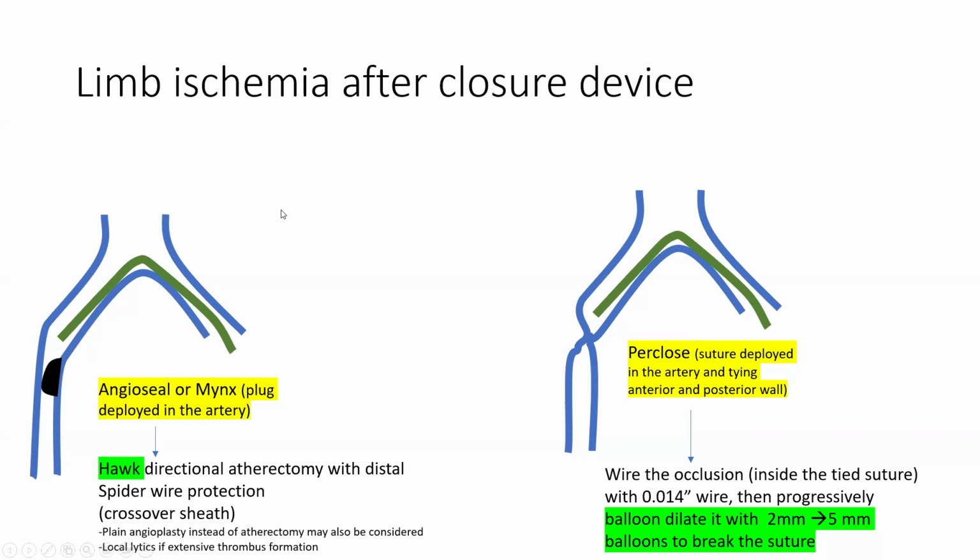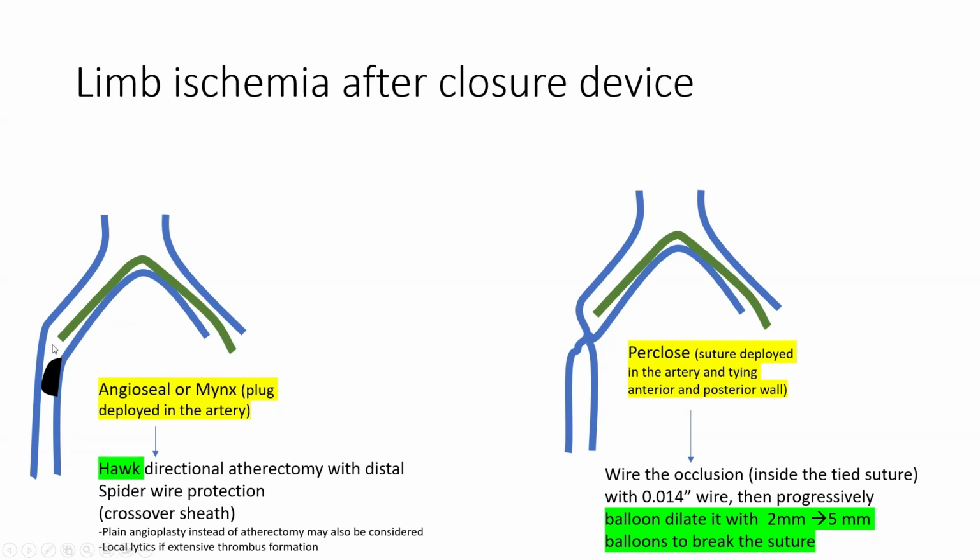Important idea: how do you manage limb ischemia after a closure device? There are many ways of doing it. I'll tell you just my straightforward concepts here. There are two big types of closure device: the plug and the sutures. The plug device, let's say Angioseal, the collagen plug, or Minx, the PEG plug, causes limb ischemia when it's deployed inside the artery rather than on top of the artery.